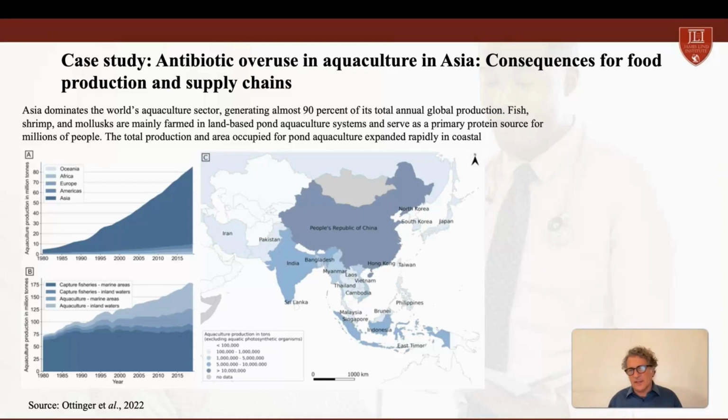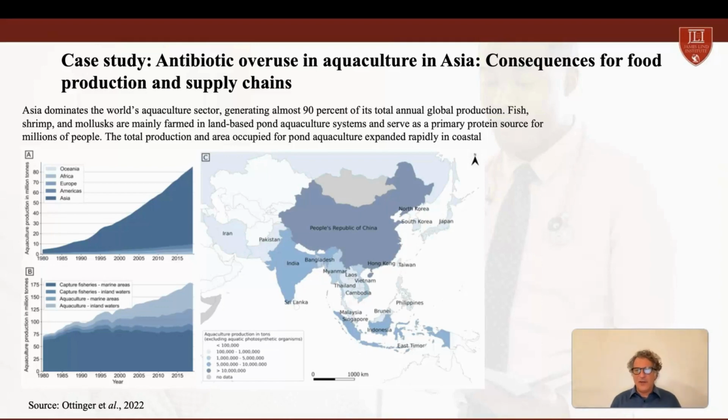Another case study, because generally when we're talking about antimicrobials, we always think about animal farming. But another huge problem, in exactly the same amount as in animal farms, is in aquaculture. Aquaculture is one of the fastest-growing sectors in food production and food supply around the world. There is hardly any sector that grows like aquaculture.